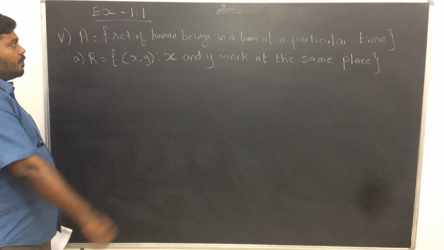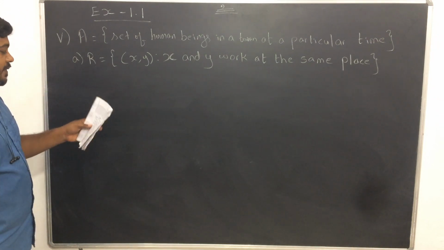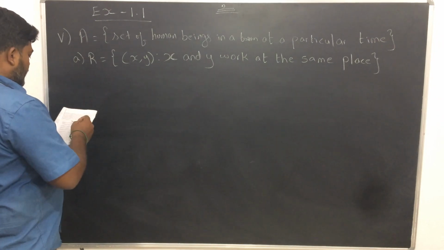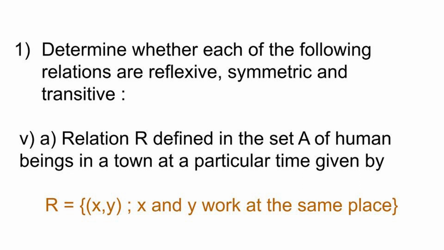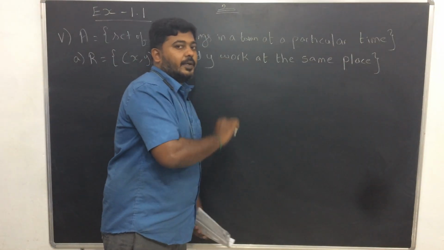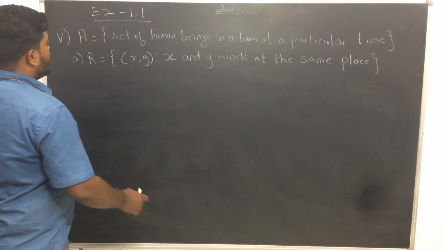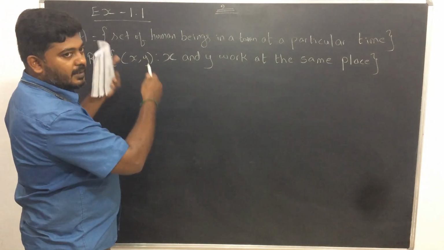Okay, let's move on to exercise 1.1, fifth sum. This fifth sum again has 5 subdivisions. So they have given you that A is nothing but the set of human beings in a town at a particular time. Set A is nothing but all human beings in a town at a particular time. That is set A. It is a bunch of people put together in set A.